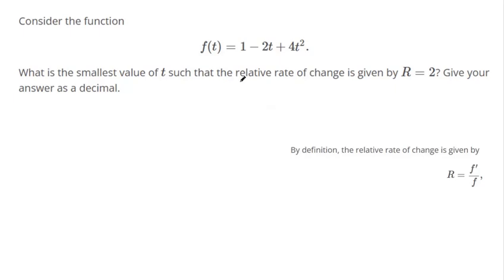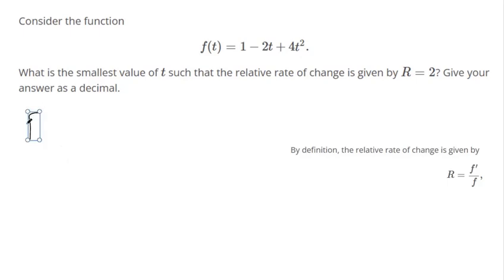If you're asked to compute something involving the relative rate of change, we have this definition that the relative rate of change is the rate of change divided by the original function. And so to compute that, we just need the derivative that goes here. Then we'll divide it by the original function, the 1 minus 2t plus 4t squared stuff.